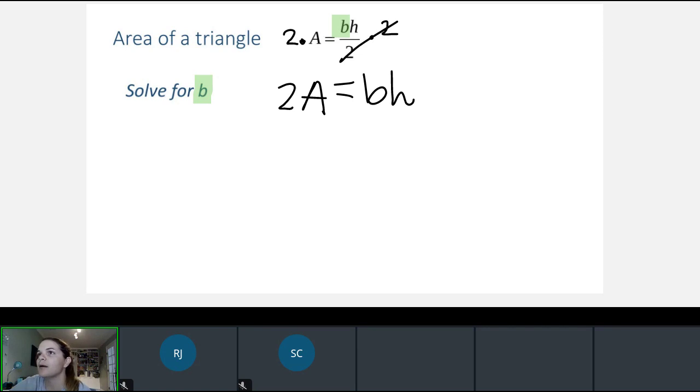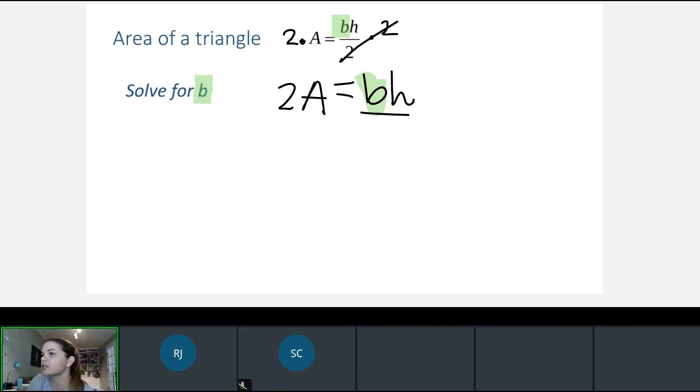And remember, I want b by itself. So what is happening to b? It's almost by itself, but this h is being multiplied, right? B times h. So how do I undo that multiplying by h? You would divide, but I think this is the area where I start to get very confused.